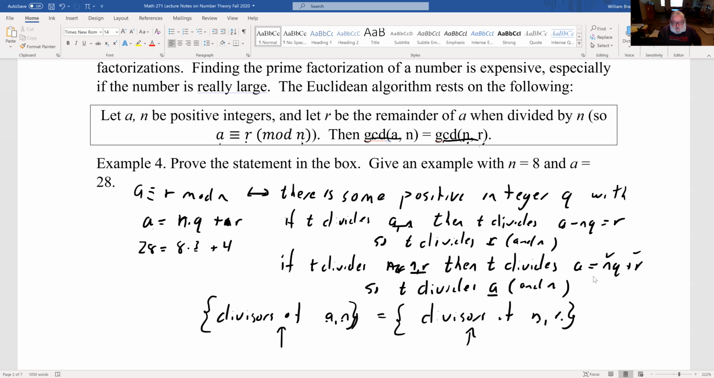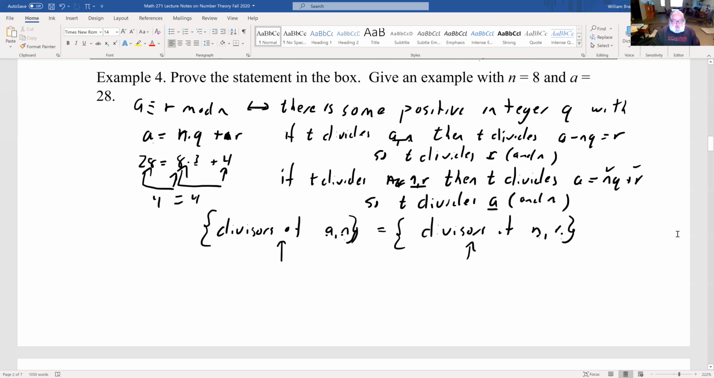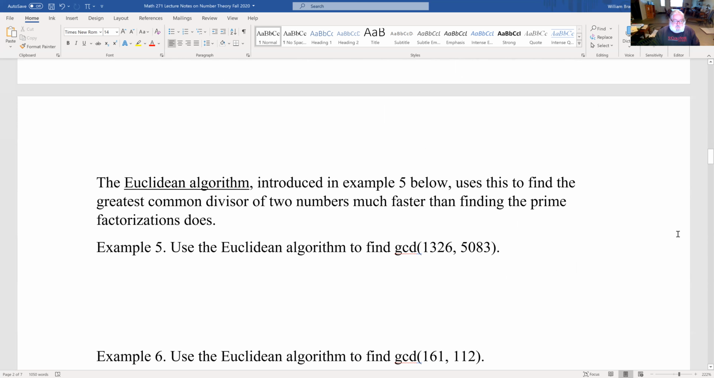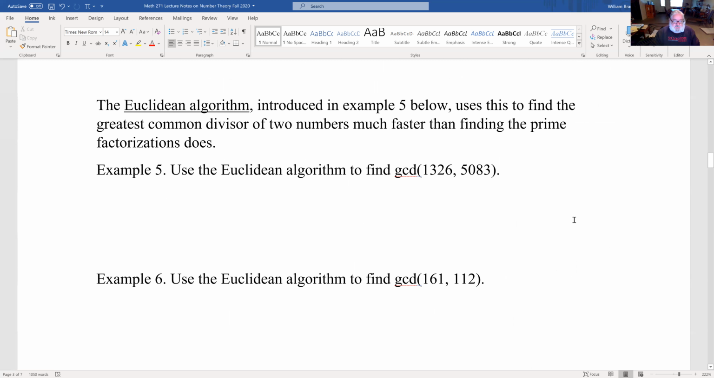And so therefore, the greatest common divisor of a and n has to be equal to the greatest common divisor of n and r. So here, a and n are 8 and 28. The greatest common divisor of 8 and 28 is 4. The greatest common divisor of 8 and 4 is also 4, and those have to be equal to each other. Okay, so that's what makes the Euclidean algorithm go. And we'll show this here in example 5 about exactly how we go about doing this.